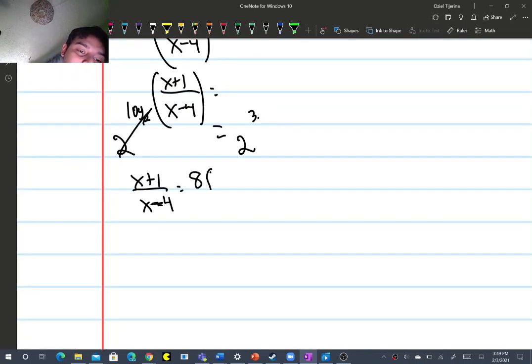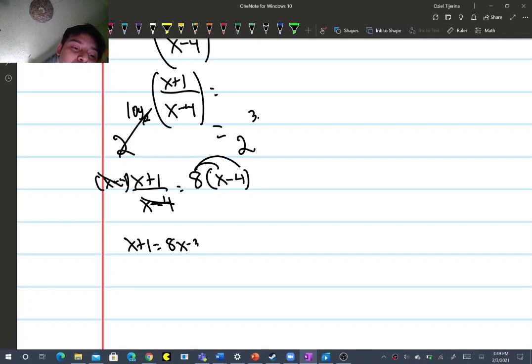You're going to go ahead and multiply x minus 4 on both sides, and you have a linear equation which says x plus 1 equals 8 times the quantity x minus 4. You do the distributive property, you get 8x minus 32.